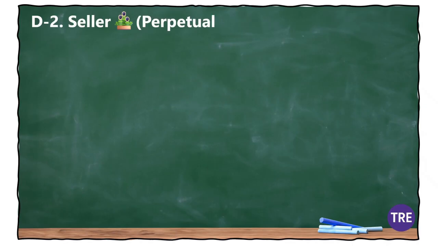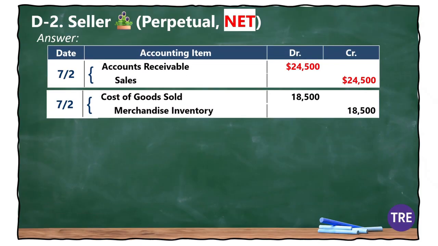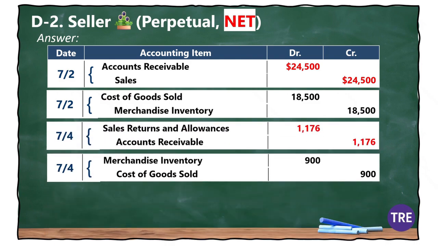Now, let's look at the seller side under the net method. On July 2nd, the seller records a credit sale of $24,500 instead of $25,000, and at the same time records cost of goods sold $18,500 and reduces inventory. On July 4th, the buyer returns goods with a net value of $1,176. The seller reduces accounts receivable and sales returns and allowances, and restores inventory $900 while reducing cost of goods sold.